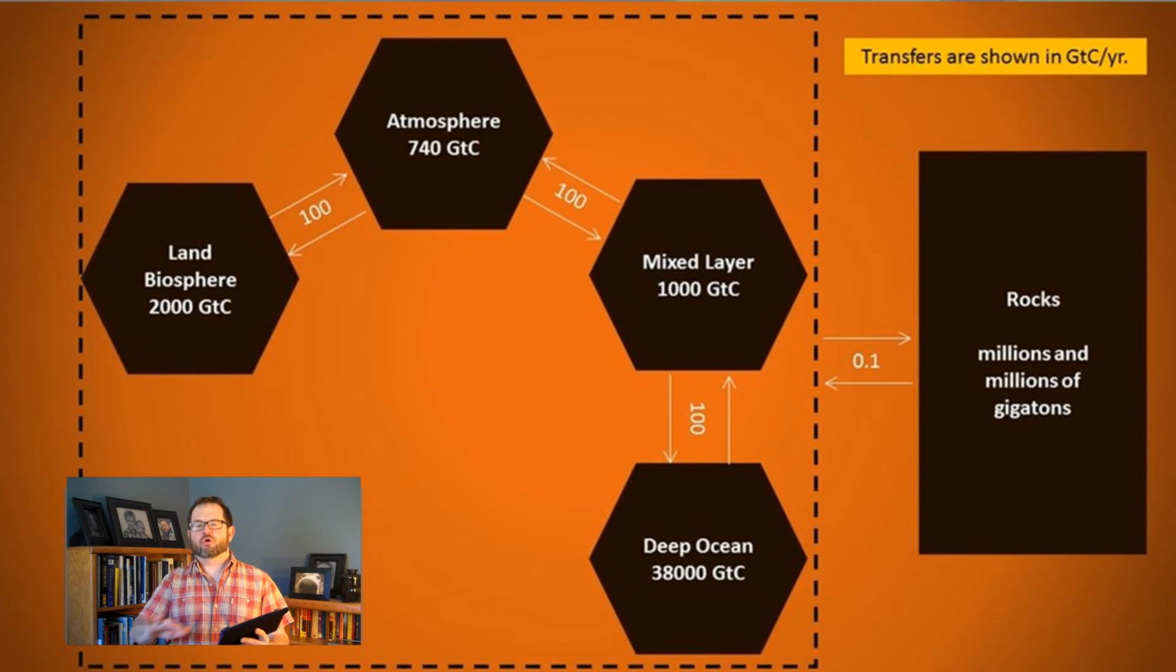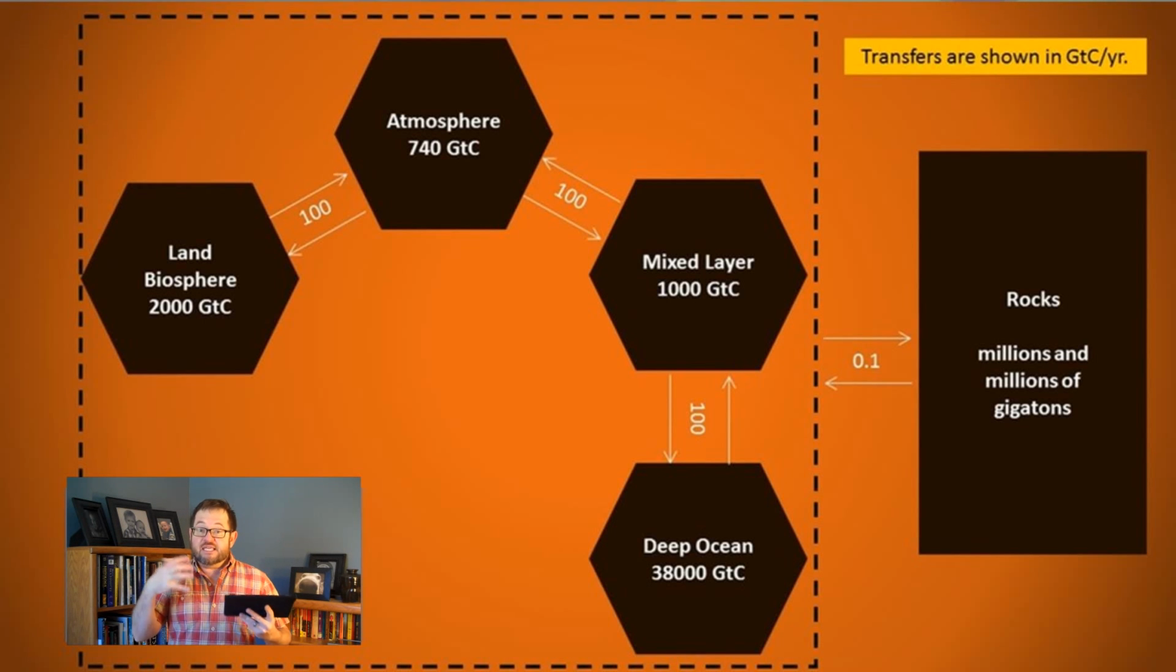And all of that is dwarfed by what's in the lithosphere, the rocks of the Earth. That's both in the form of petroleum products, or precursors of petroleum, or coal, but also carbon compounds in minerals, like limestone and so on. There we're talking millions and millions of gigatons. That is a vast reservoir.